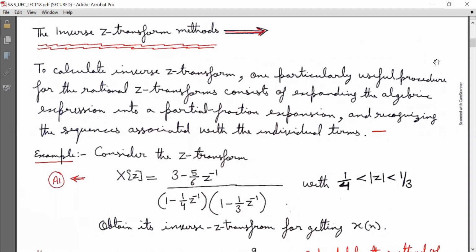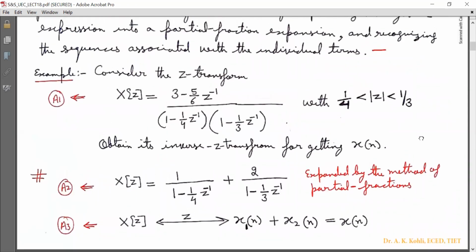In the last lecture, we did Z transform and inverse Z transform. Today, we will discuss inverse Z transform methods. To calculate inverse Z transform, one particularly useful procedure for the rational Z transforms consists of expanding the algebraic expression into a partial fraction expansion and recognizing the sequences associated with the individual terms. So we will discuss one example.